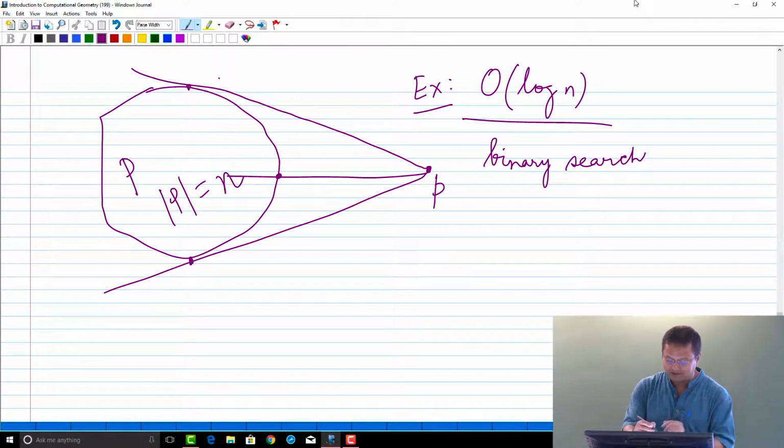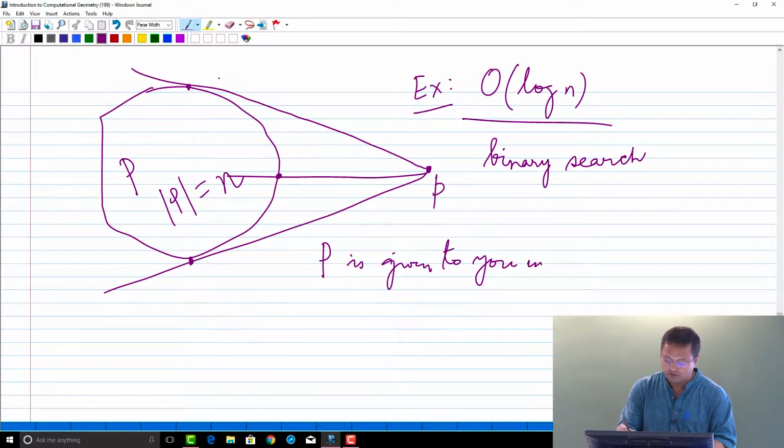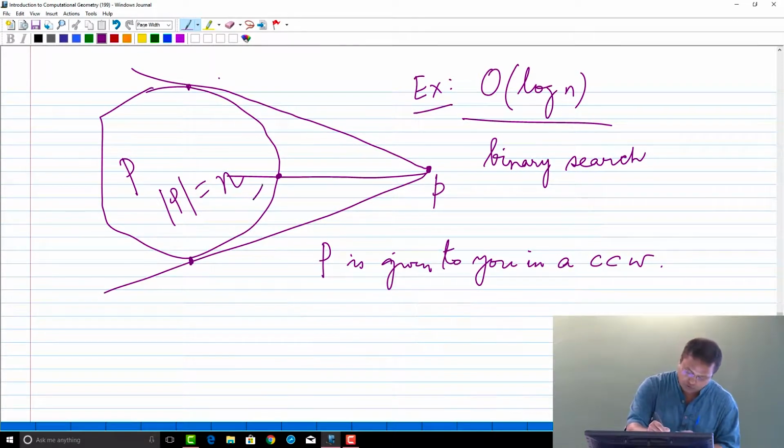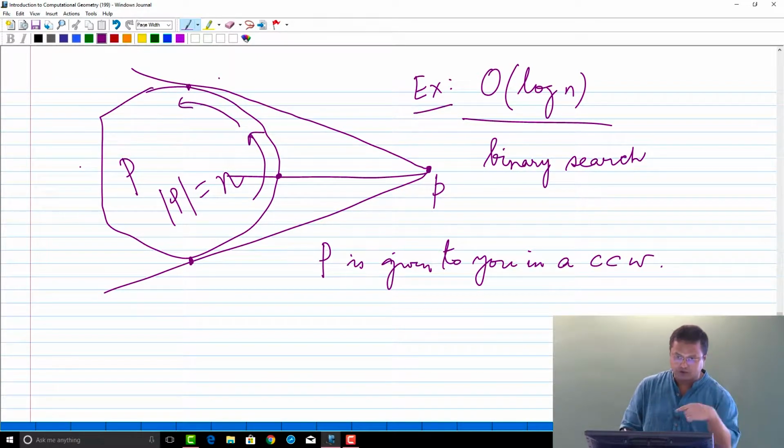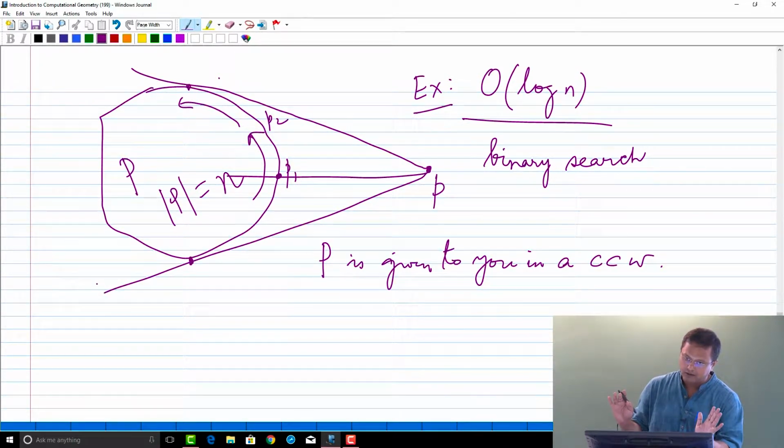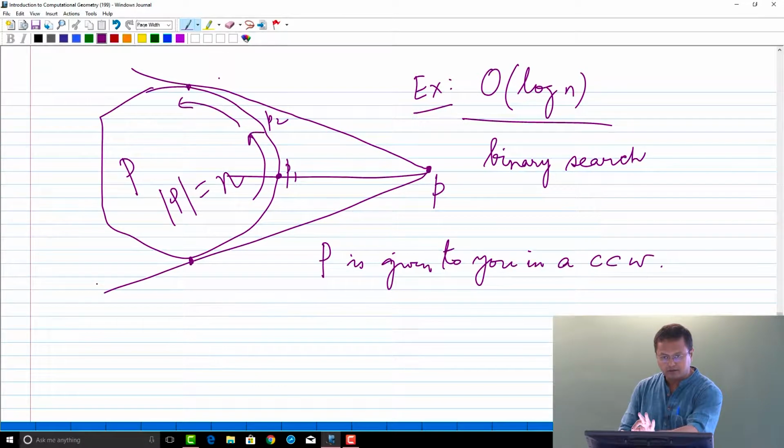So, the problem is, P is given to you in a counterclockwise order or a clockwise order, right. The points of P are given to you in this order, starting from say P1, P2, and so on and so forth. Now, the problem is you are given a point outside, you know what a tangent is. So, compute the tangents from the point P to this convex polygon. P is a convex polygon, remember.